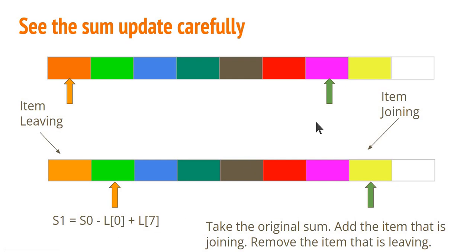In this case, because K is 7, I can keep moving these pointers across until I reach the end of the list just by taking care of the item that is leaving and the item that is joining, and I would have found all the sums, and hence finding the max becomes trivial from there.